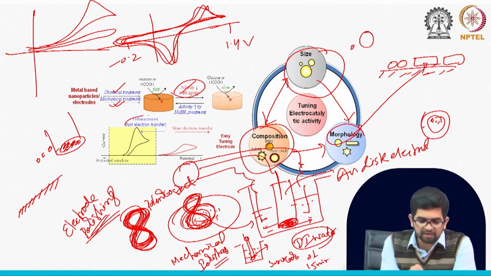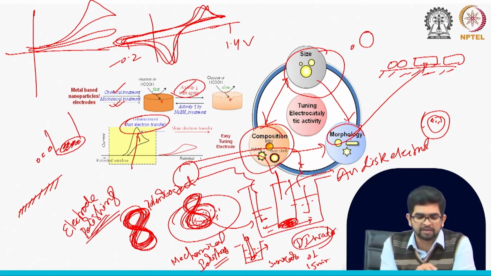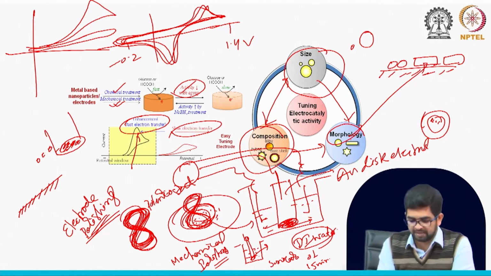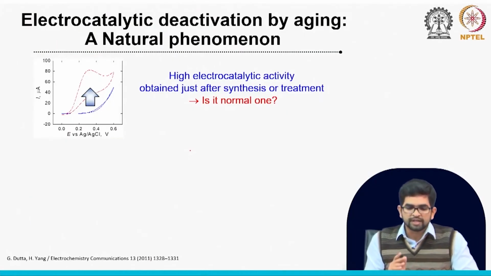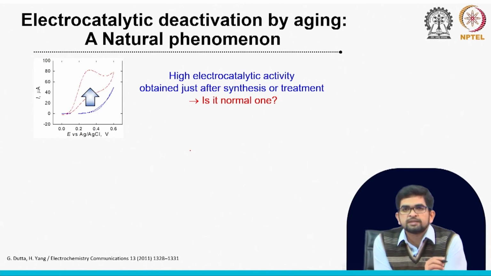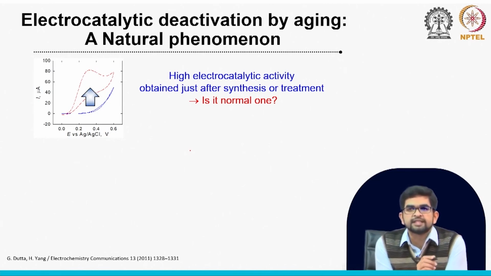So the enhancement or faster electron transfer that you are getting just after the pre-treatment or after the mechanical polishing, this electron transfer can be slowed down. Okay, that you should remember. So electrocatalytic deactivation by aging is a natural phenomenon. You get high electrocatalytic activity just after the synthesis.